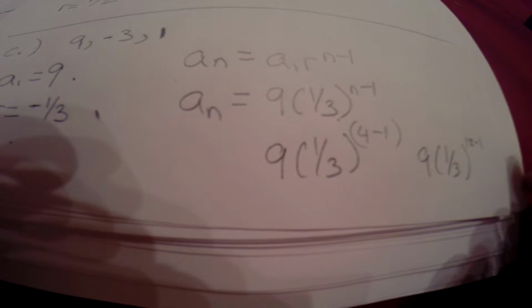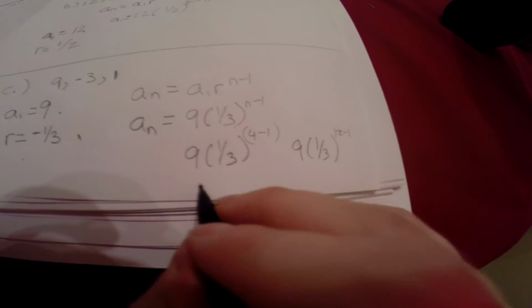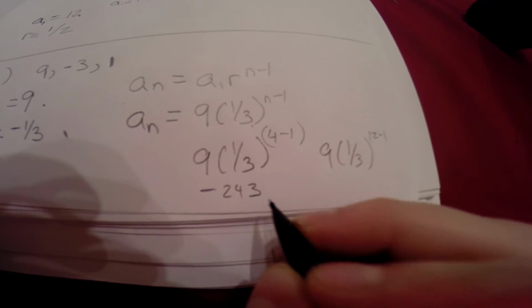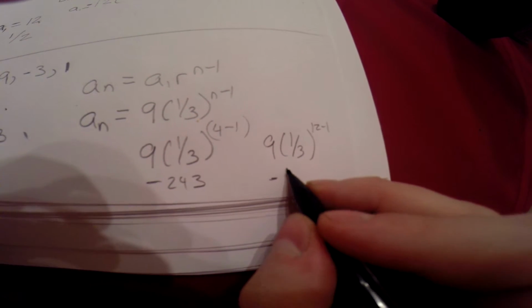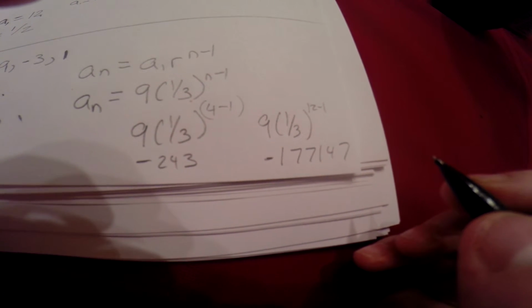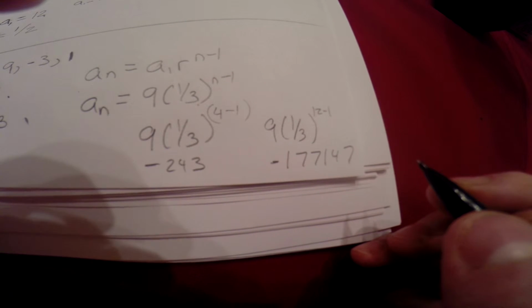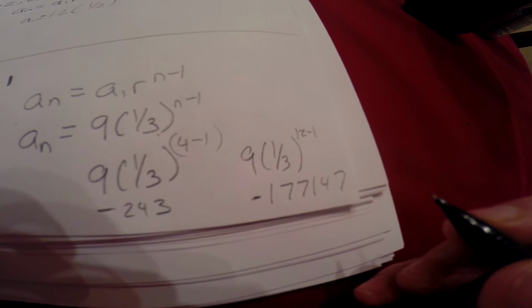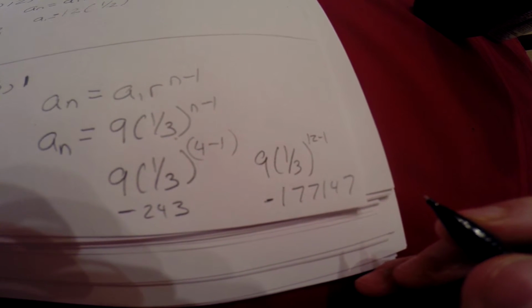Let me see here. What would we end up getting? We're going to get negative 243 and negative 177147. Now, that sounds very interesting because that can't be right. We have another typo in the key.